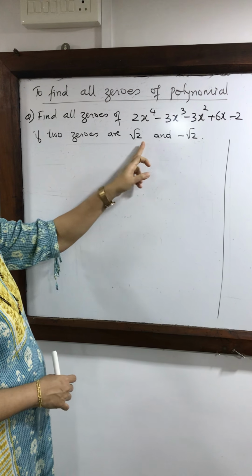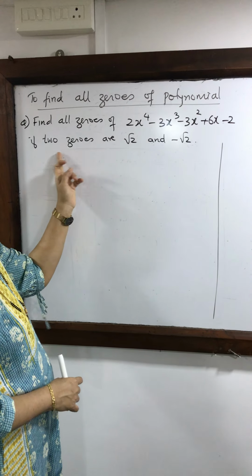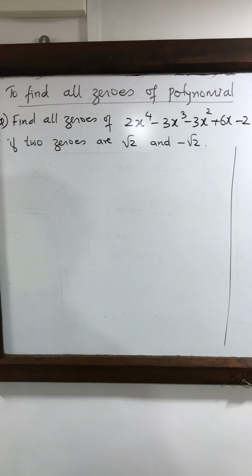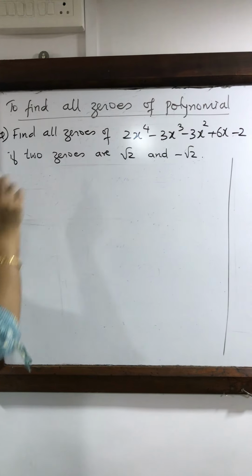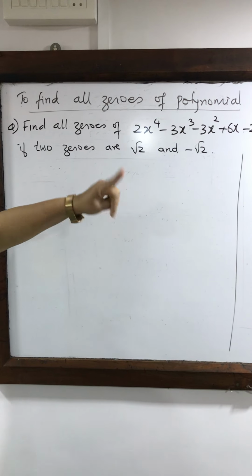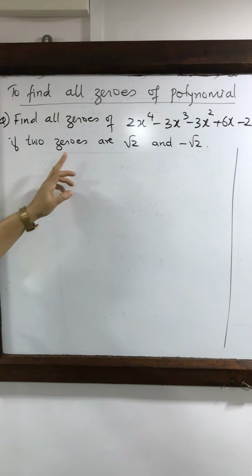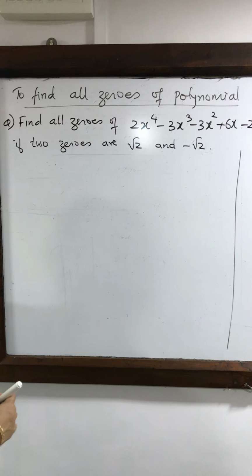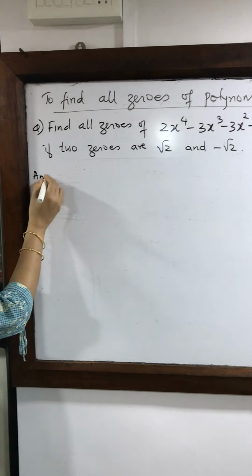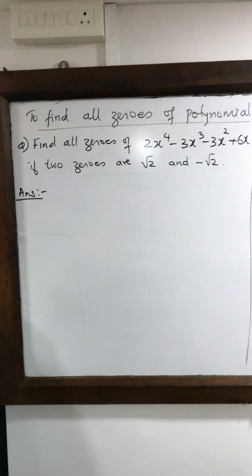But in the question we are given that this polynomial has 2 zeros and they are root 2 and minus root 2. We are told to find the remaining zeros of this polynomial. So we could get 2 more or we could get 1 more. To find that, we are going to solve by doing division algorithm. But in this example, we don't know the divisor.